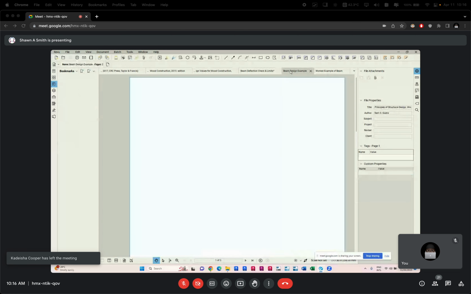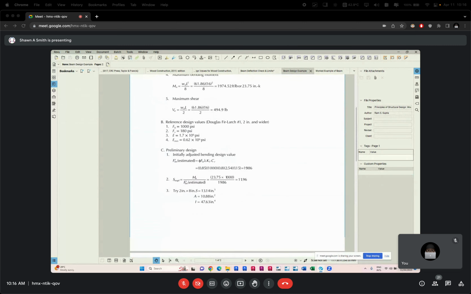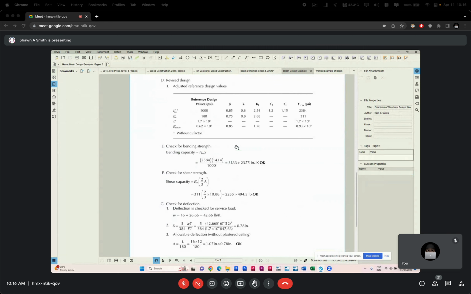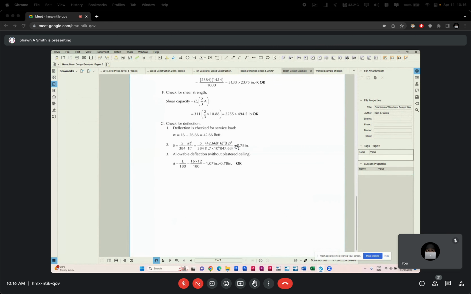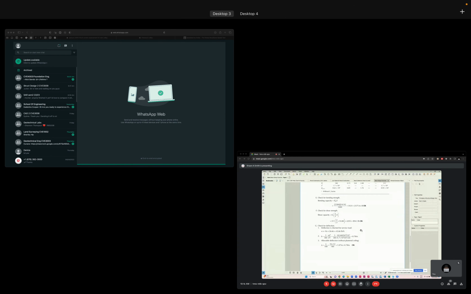In the event that we don't find it, then we'll be doing an example where we're going to be checking the deflection. I've come with a prepared example where we can check the deflection.